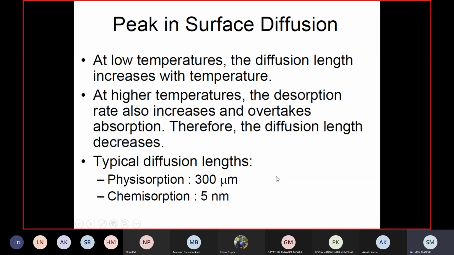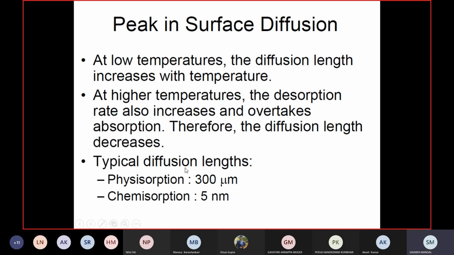Now the peak in the surface diffusion: at low temperature, the diffusion length increases with temperature. That means if we slightly increase the substrate temperature at low substrate temperature, the diffusion length also increases. But at high temperature, if the substrate is already at high temperature, the desorption rate increases and overtakes the absorption. Therefore, the diffusion length decreases. So diffusion is a temperature dependent phenomenon.